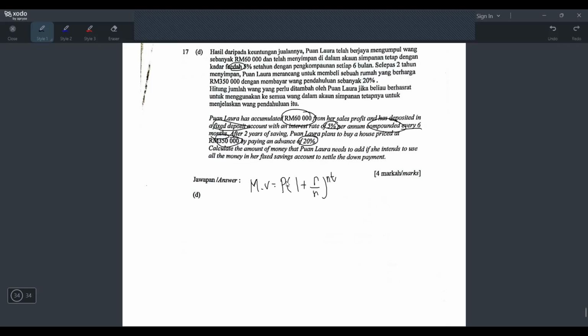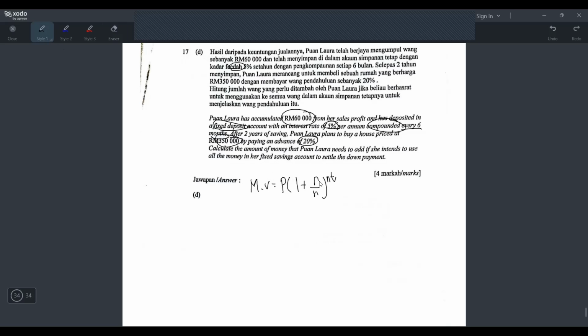Okay, this formula is given in the exam, but you need to know how to use it. If the question asks for interest but never uses the word compound, then we use the PRT formula. This one is the simple interest formula. But this question, we have to use compound interest.